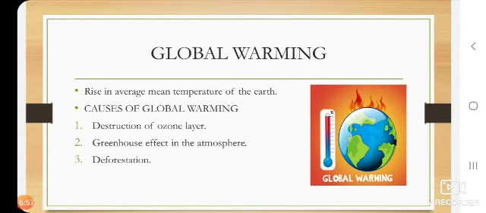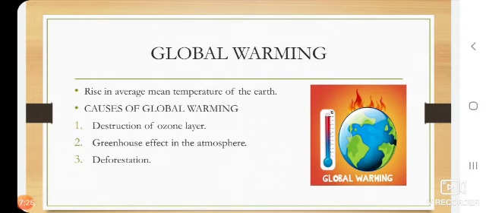There are so many other reasons also, like depletion, deforestation, destruction of the ozone layer, and so on. Children, the first important reason is the destruction of the ozone layer. The ozone layer in the stratosphere protects the earth from the ultraviolet rays of the sun, and its depletion contributes to global warming.